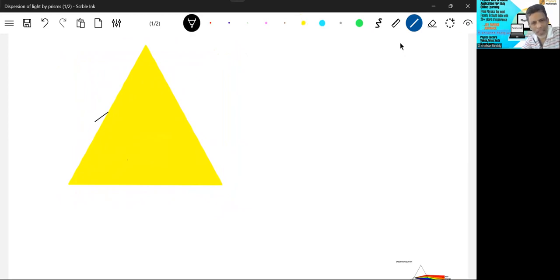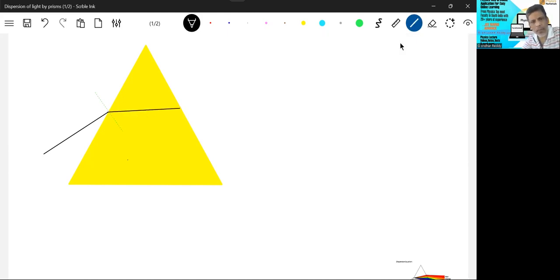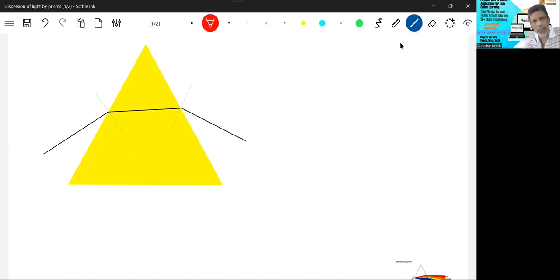Monochromatic ray of light. Let it be incident. This is a normal. So it will undergo some refraction here at first phase. Then, here let me introduce small angle prisms.